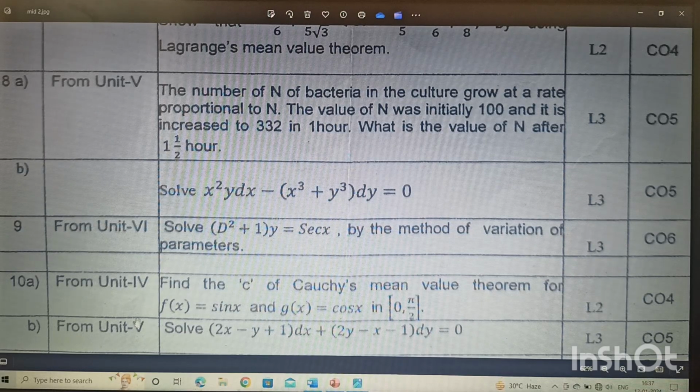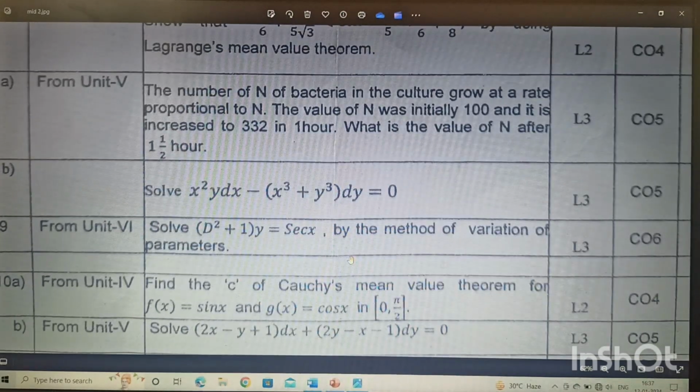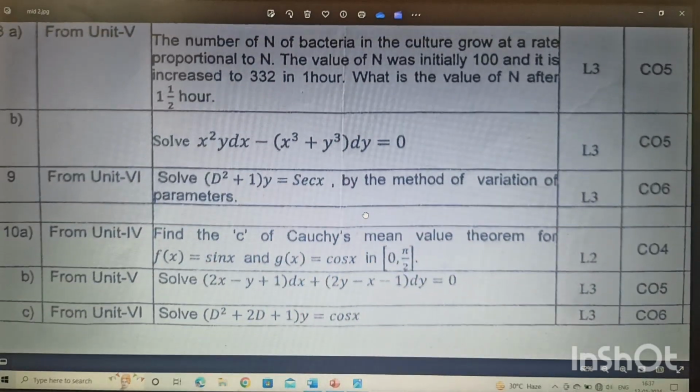Next, 10th B: solve (2x minus y plus 1) dx plus (2y minus x minus 1) dy is equal to 0. This is a simple question. It is of the form M dx plus N dy is equal to 0. Is this exact or non-exact? First verify. Okay, this is exact. Directly we have to find the solution. This is also an important short question.